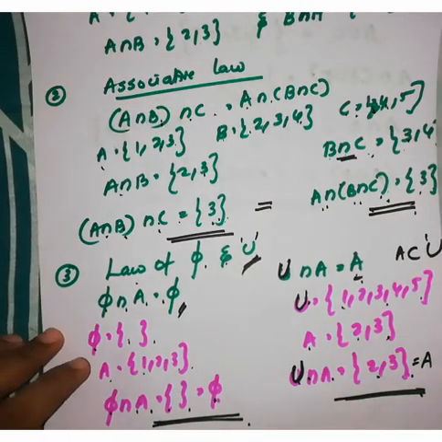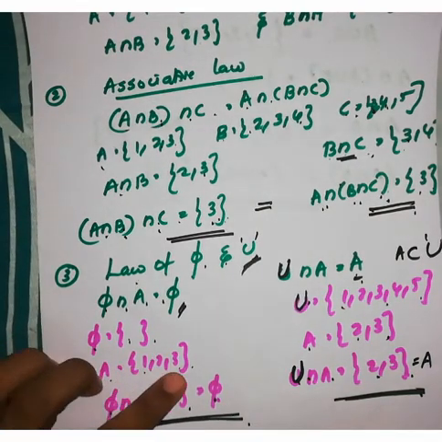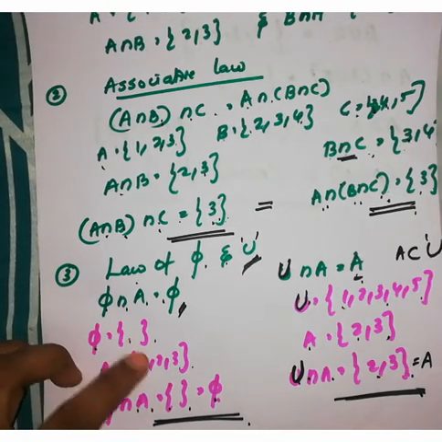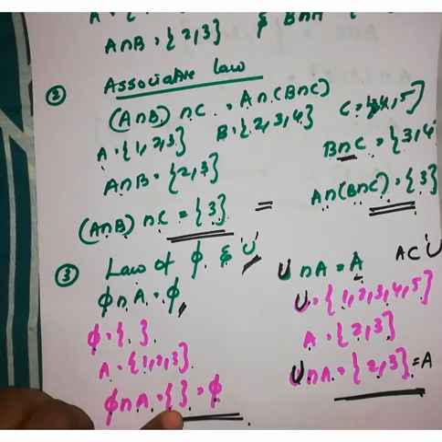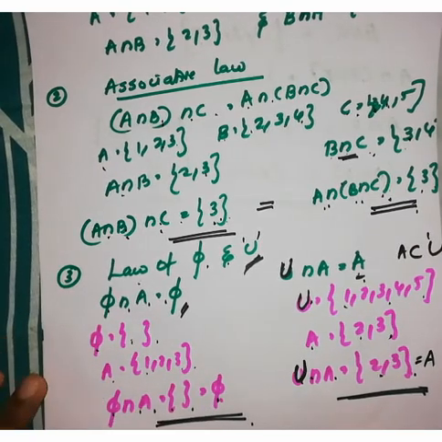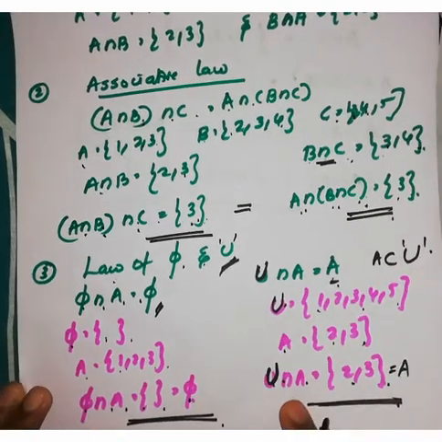When we are intersecting with any set A, say 1, 2, 3, what is the result? That is equal to phi intersection A. There is no element common to both these sets. So the result is a null set, that is phi. This law is known as the law of phi. And next is the law of U.